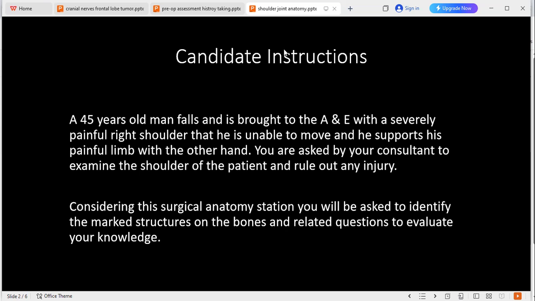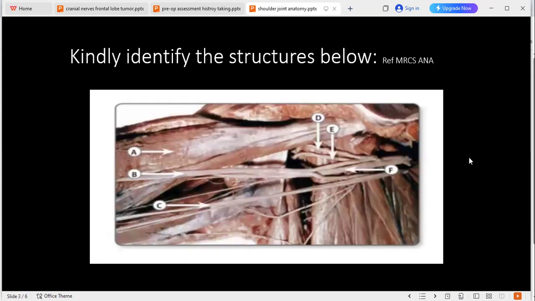Have you done reading? Yes, ma'am. All right. So if you've read and understood this surgical anatomy station, please tell me what exactly you are looking at. This is a shoulder injury. In this image, I'm looking at the brachial plexus.